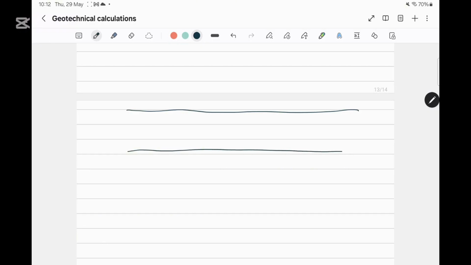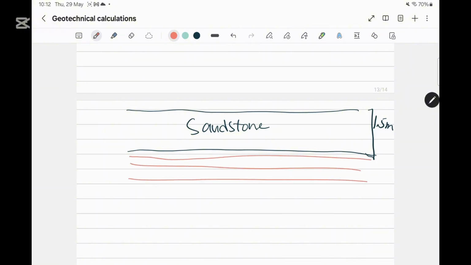So we have something like this. That's your strong hard rock, that's your sandstone in this case. Then below this, they said the thickness here is 1.5 meters. Then below this we have layers of laminated shale and mudstone bands. I'll just put them as one thing. So we have our soft rock there, it's laminated.